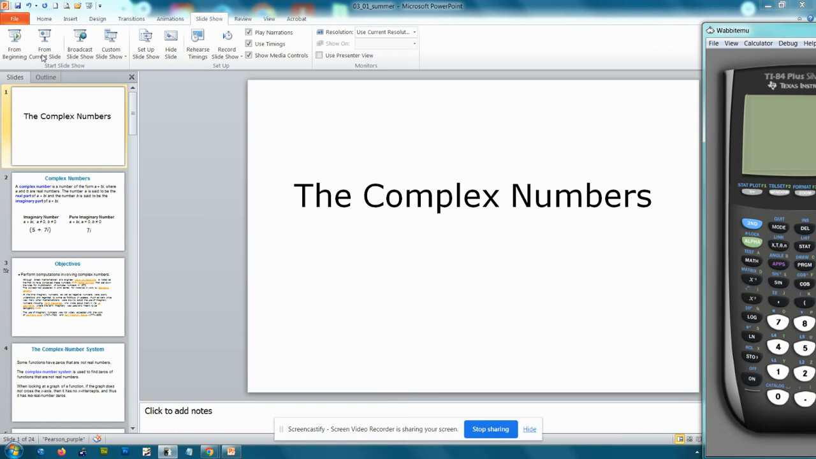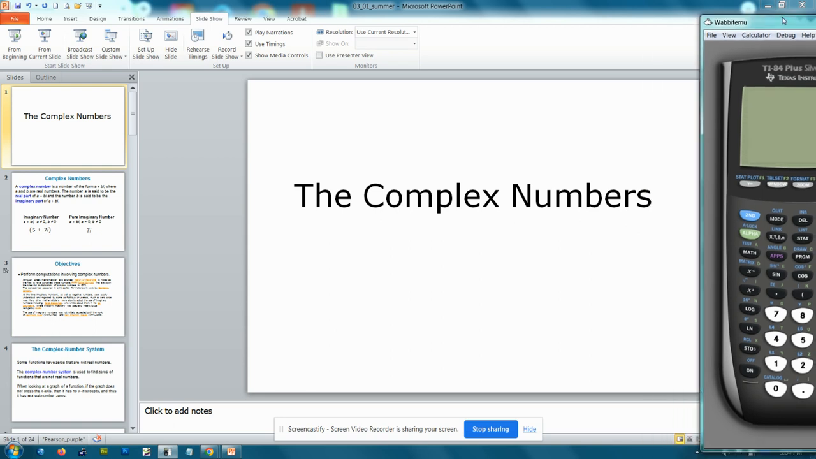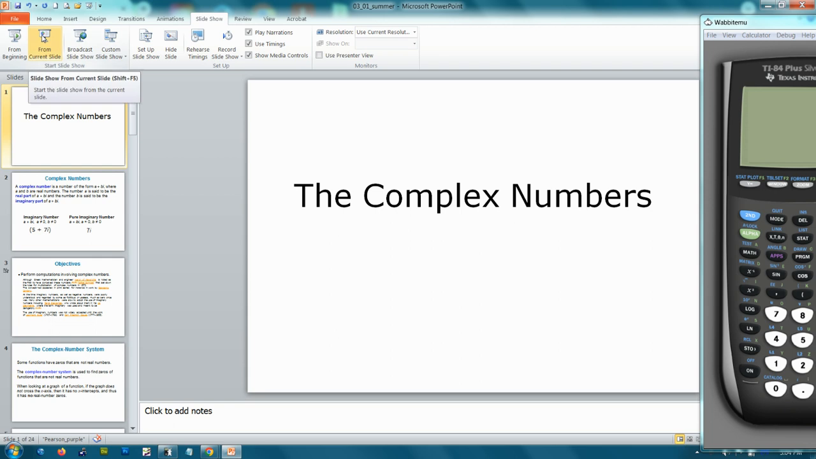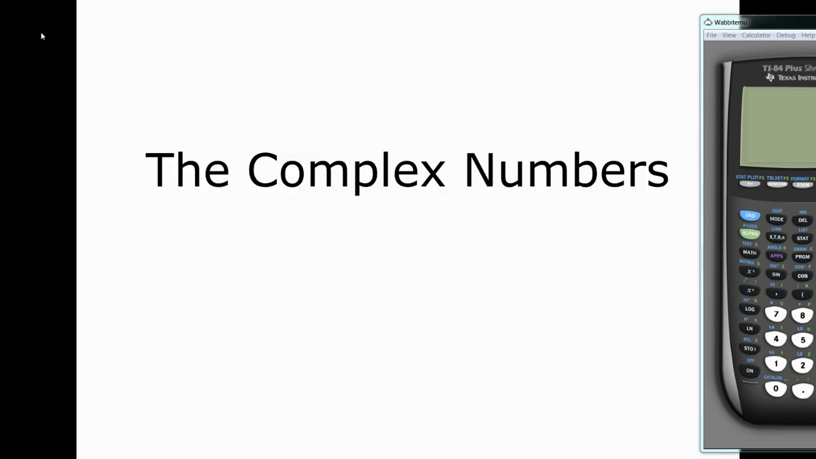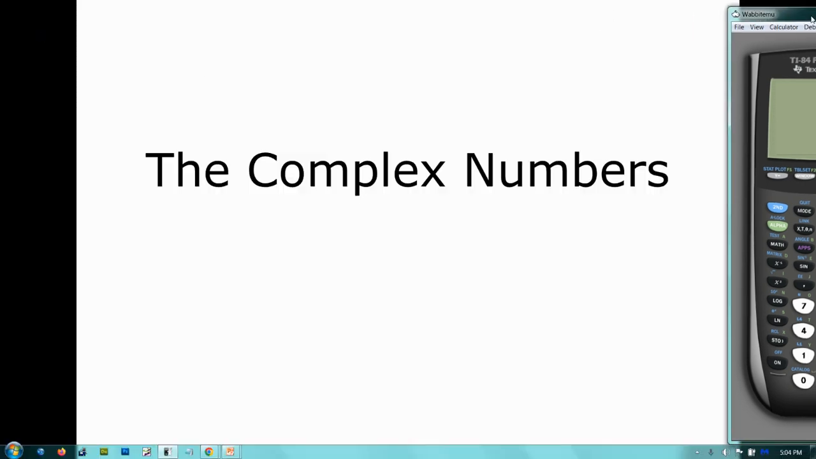Okay, let's start off chapter 3, section 3-1: Complex numbers. I've got my calculator off to the side here. Let me hide this and start from the beginning. Let's see how this works out. Complex numbers.